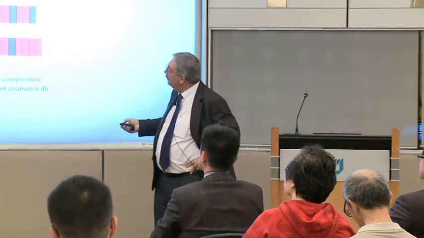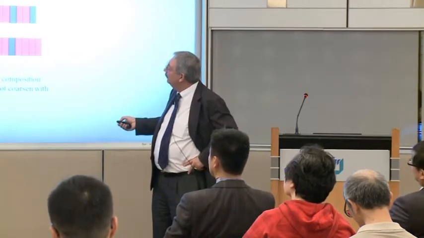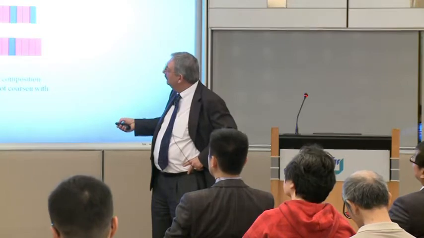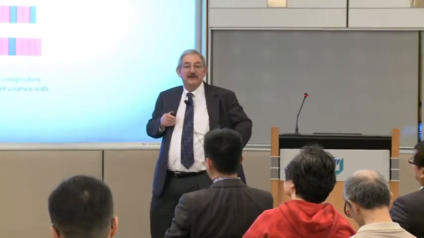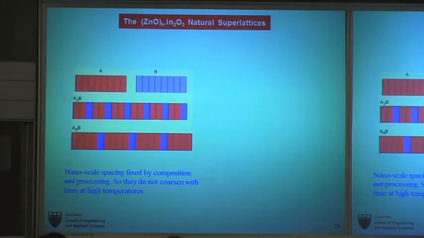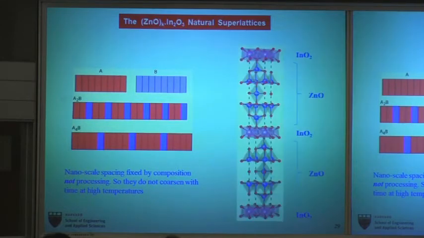So we've done a little bit of work on one of these other natural superlattices. It's made up of zinc oxide and indium oxide. Zinc oxide because it's a semiconductor, or can be doped to be a semiconductor. Indium oxide because this particular system forms natural superlattices. Here's a sketch of the crystal structure. It consists of N blocks of zinc oxide layers with 1 block of indium oxide. And that's repeated.